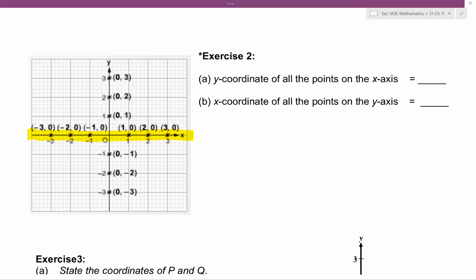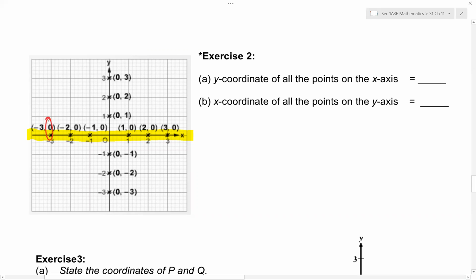Now I'm going to circle all the y-coordinates. 0, 0, 0, 0, 0, 0. So what do you notice about the y-coordinates of all the points highlighted on the x-axis? They are 0. The y-coordinates are 0. Is that a surprise to you? No, right? It's logical, isn't it? All the y coordinates are 0, but the x coordinate is the one that is changing.